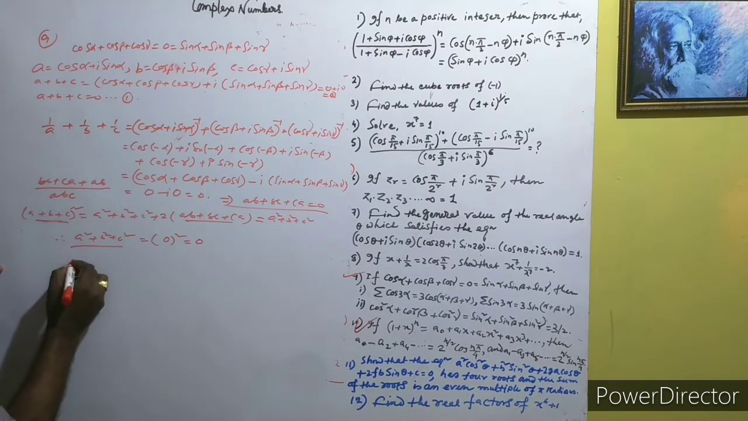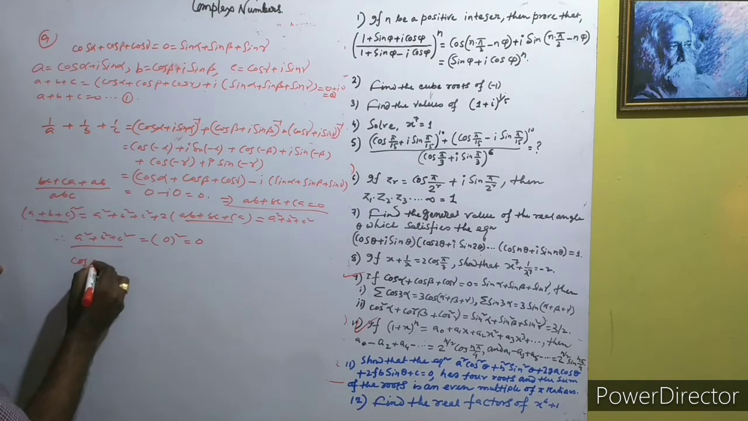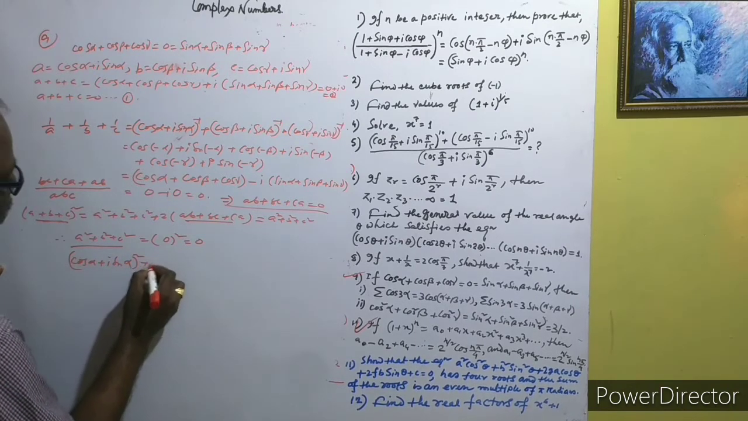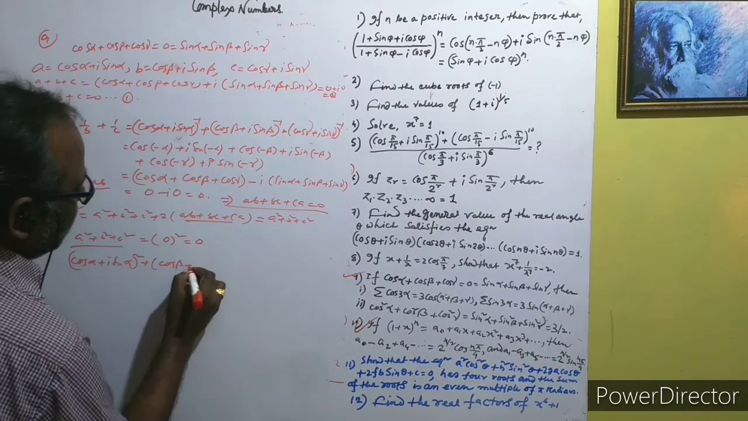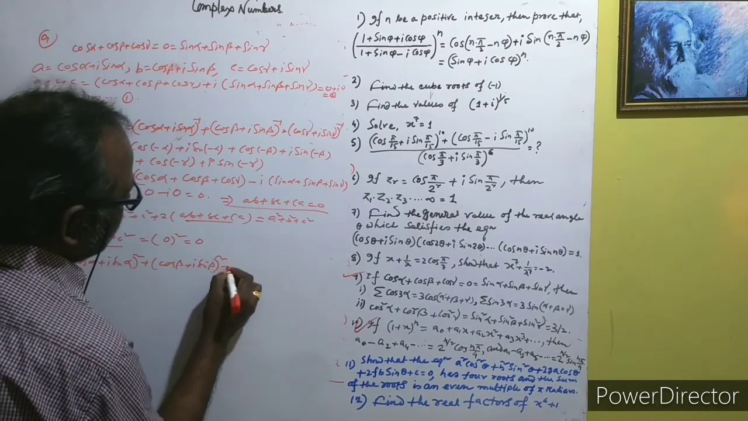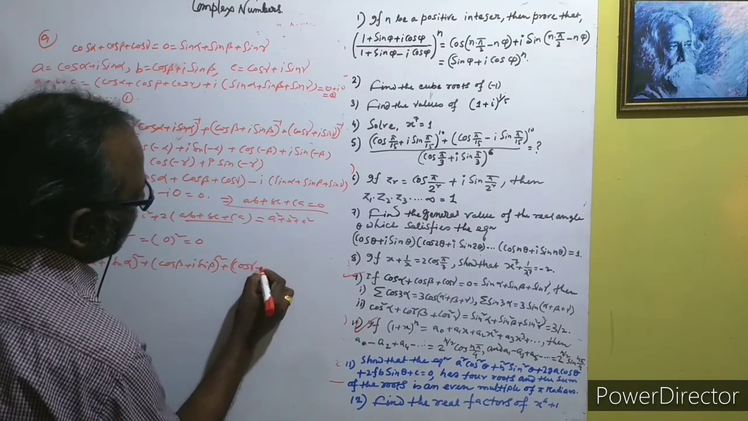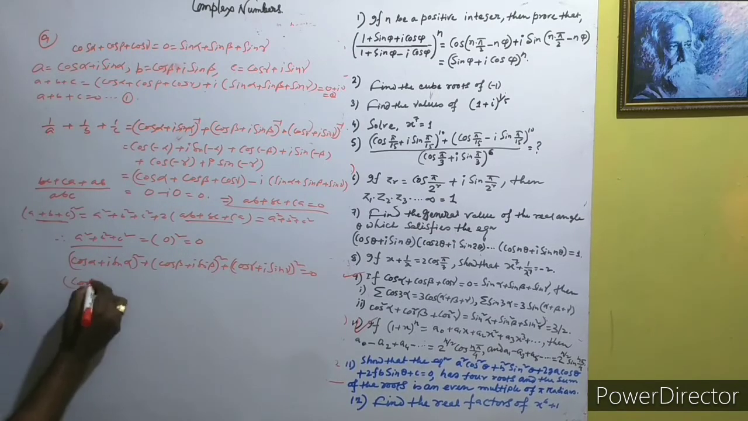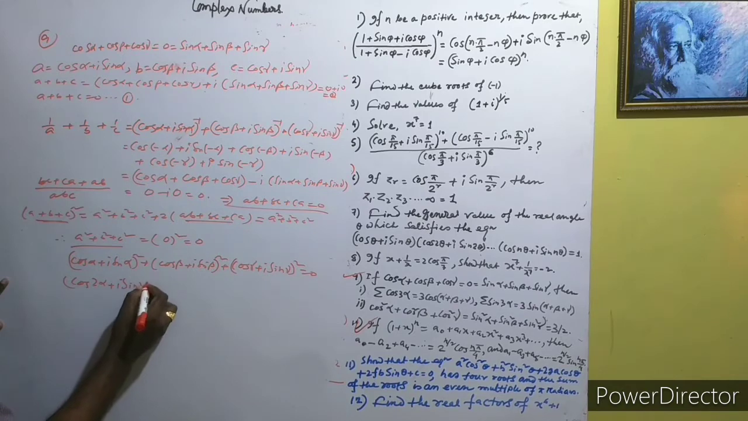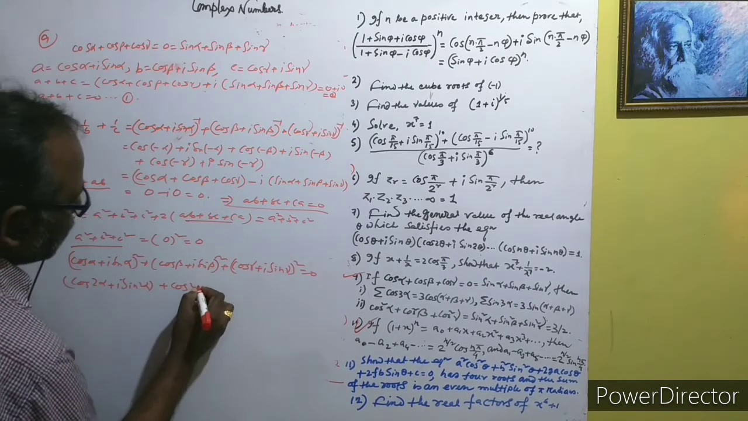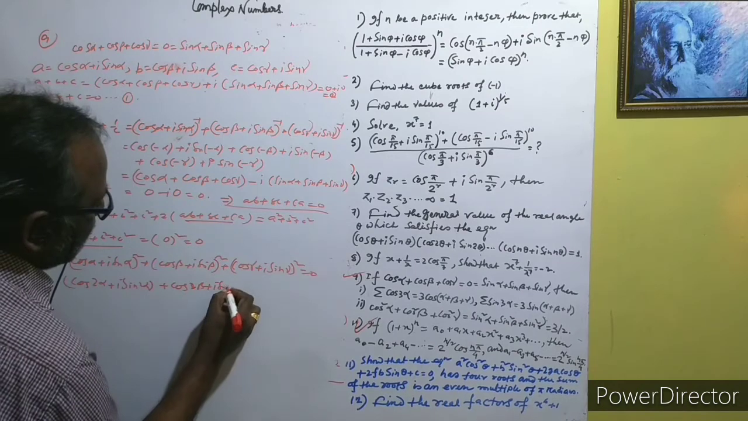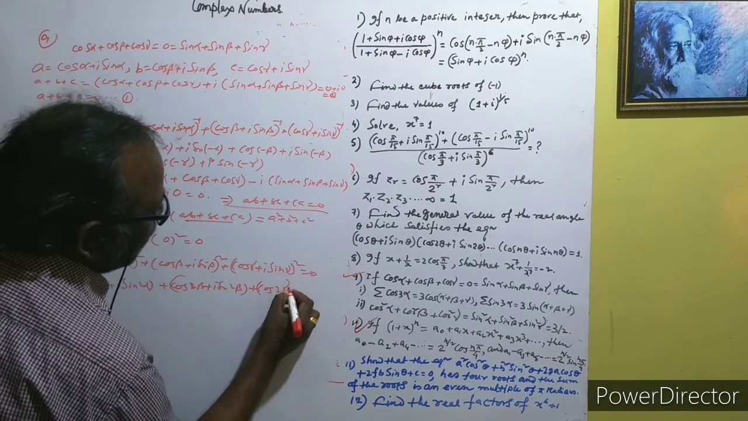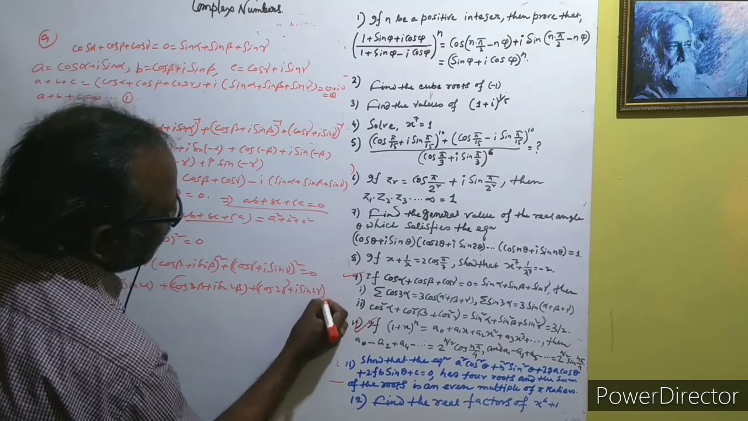So write here cos alpha plus i sin alpha to the power 2, cos beta plus i sin beta to the power 2, cos gamma plus i sin gamma to the power 2, actually this is equal to 0. So now here cos 2 alpha plus i sin 2 alpha, cos 2 beta plus i sin 2 beta, cos 2 gamma plus i sin 2 gamma equal to 0 plus i 0.